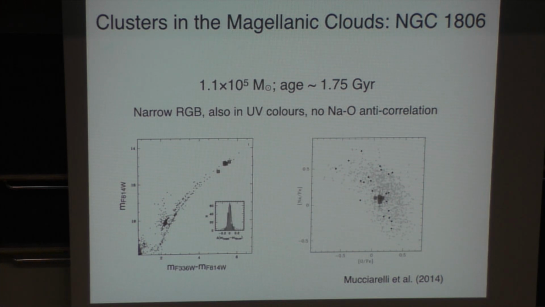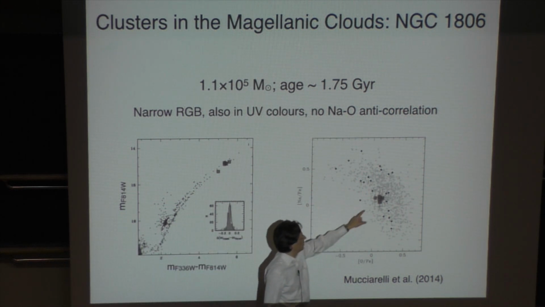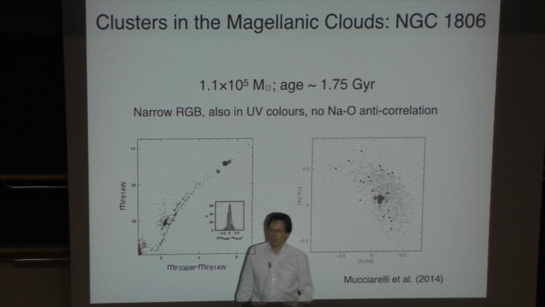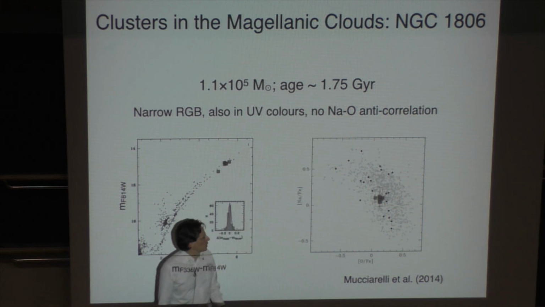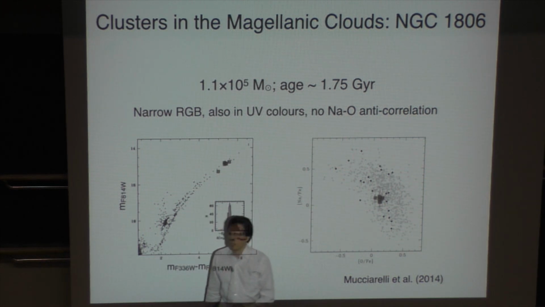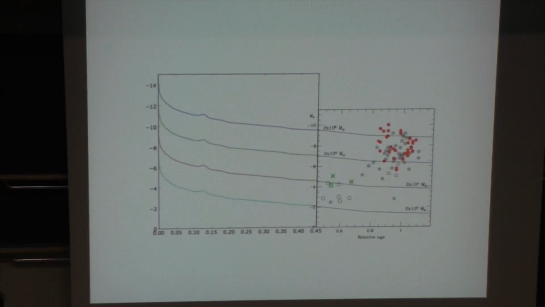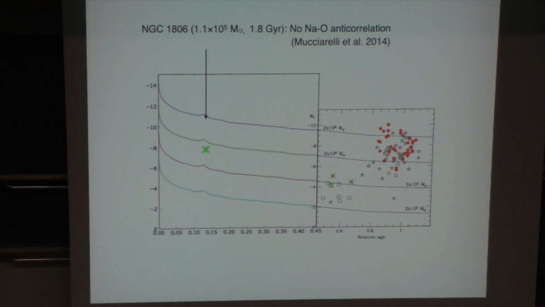So there is no evidence from the CMD of an abundance spread there, and also from spectroscopy that Alessio did as well. These data points here are stars in NGC 1806, and there's just no evidence at all that there's any spread in sodium or oxygen abundance there. So we can at least put NGC 1806 on that plot and say this one should be a cross as well, right? But it would be maybe nice to have a few more to see what's going on.